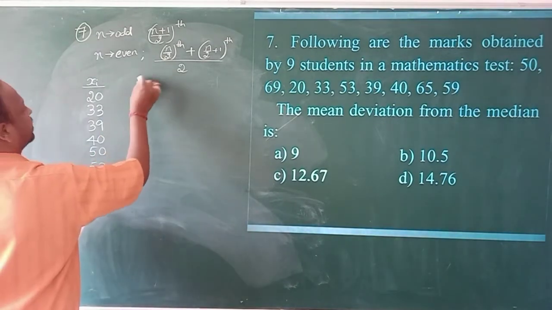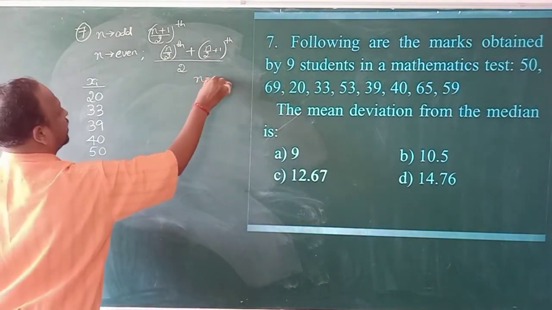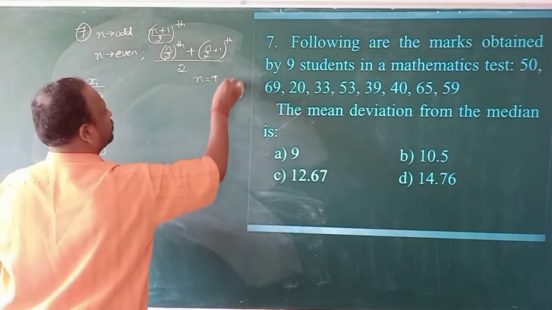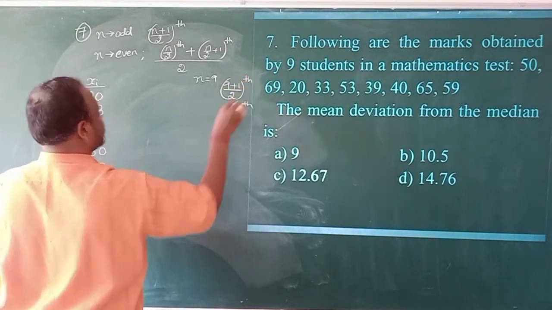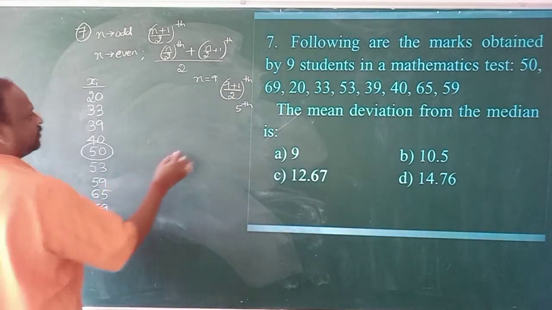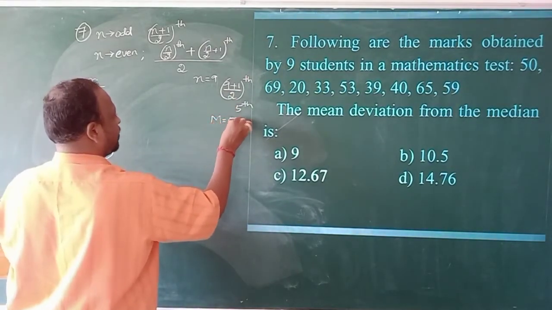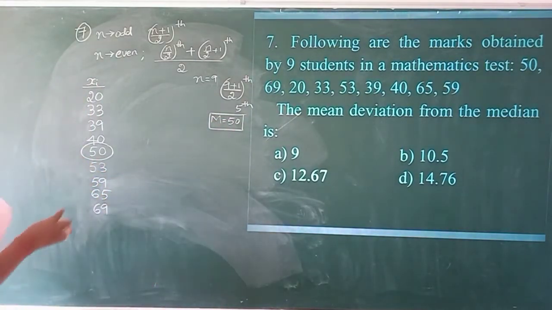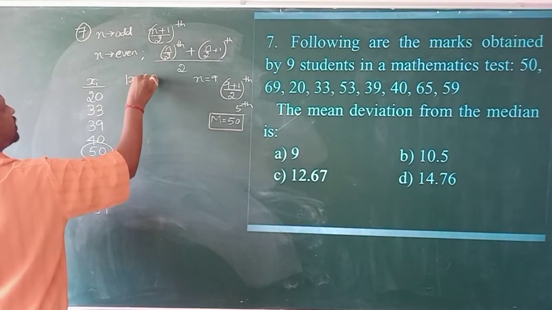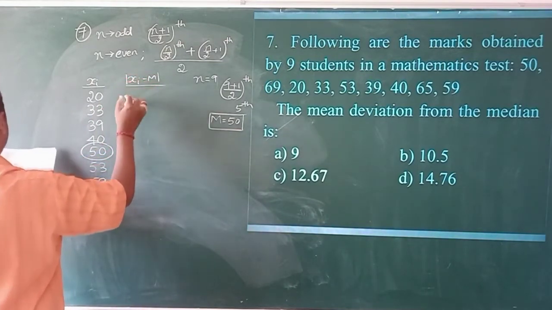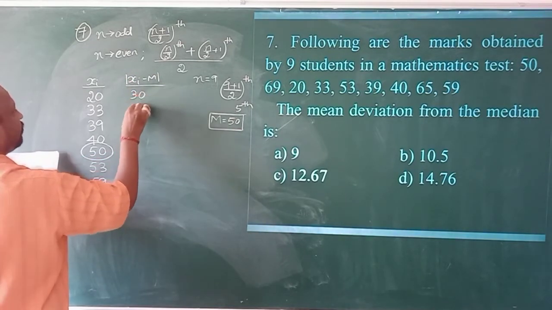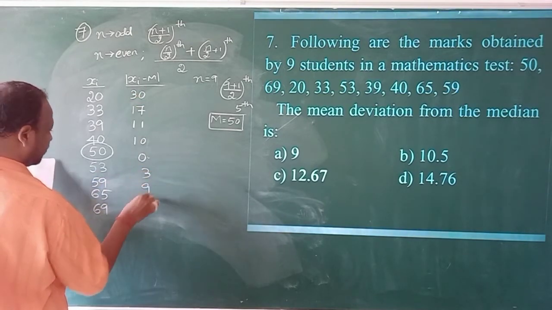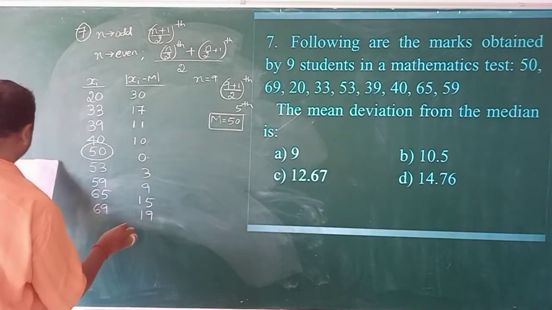Here n is 9, that is an odd number. Therefore 9 plus 1 divided by 2, that is the 5th observation. So the 5th observation is 50. So median M is equal to 50 here. Therefore calculate xi minus M. This will be 30, 15, 11, 10, 0, 3, 9, 15, 19.